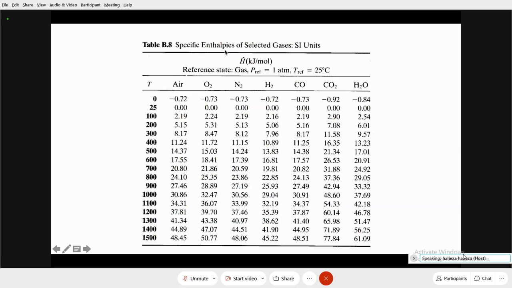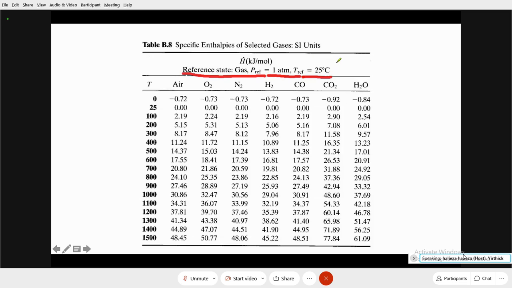Now, the enthalpies in your textbook are given in appendix B, tables B5 to B9. Some of them, just like is shown here, table B8, give a specific enthalpy in kilojoules per mole for gases. In this table B8, which is specifically for gases, I need to highlight that your reference state is as written on the table. The phase is gas, and the temperature and the pressure should be given. You have to specify.